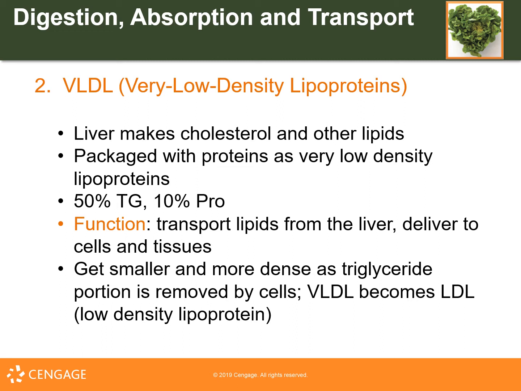VLDL, or very low density lipoproteins. The liver is the most active site of lipid synthesis, meaning its cells are making cholesterol, fatty acids, and other lipid compounds. VLDL is made up of these lipids made by the liver plus the chylomicron remnants. It's about 50% triglyceride and about 10% protein. Function is to transport lipids from the liver and deliver to cells and tissues. They get smaller and more dense as the triglyceride portion is removed by cells. VLDL becomes LDL, or low density lipoprotein.